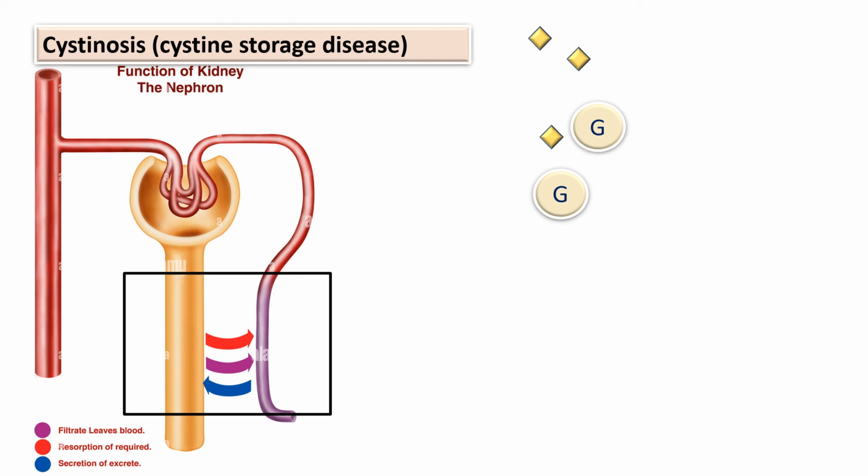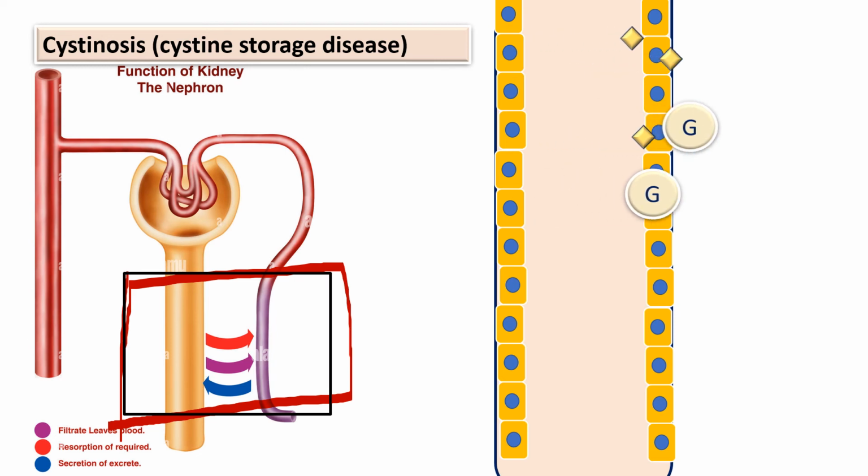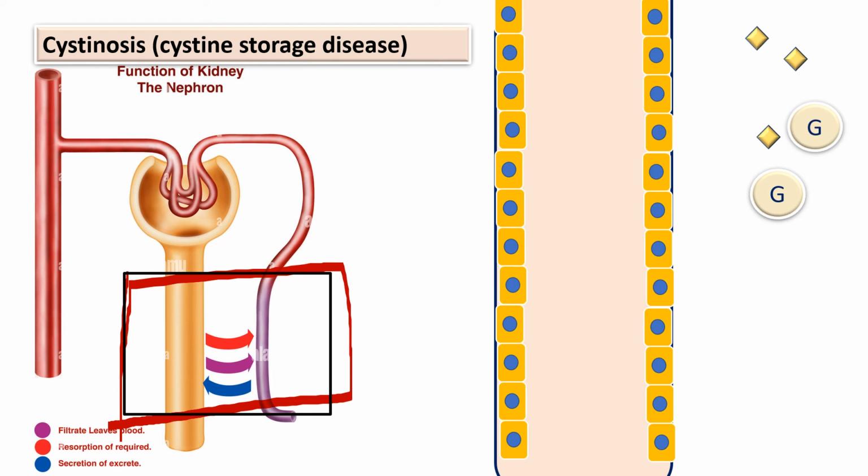Now here you can see the normal kidney, and normally there is filtration and reabsorption. Let's zoom into this part. After zooming, let's see what happens in the normal kidney. In the normal kidney there is filtration, and after filtration there is reabsorption. This is the normal mechanism of the kidney to reabsorb amino acids and glucose.